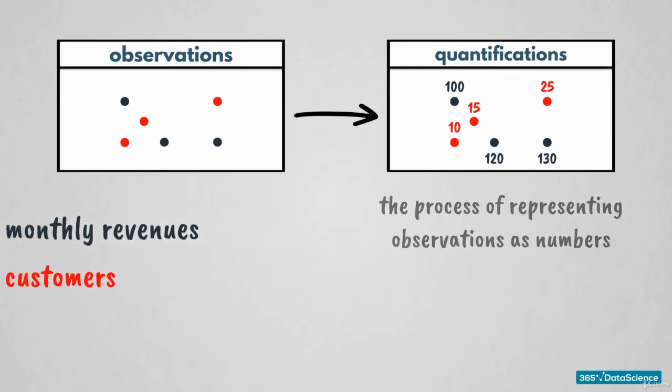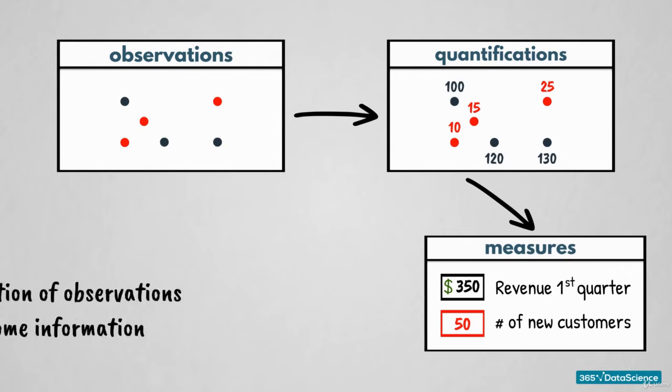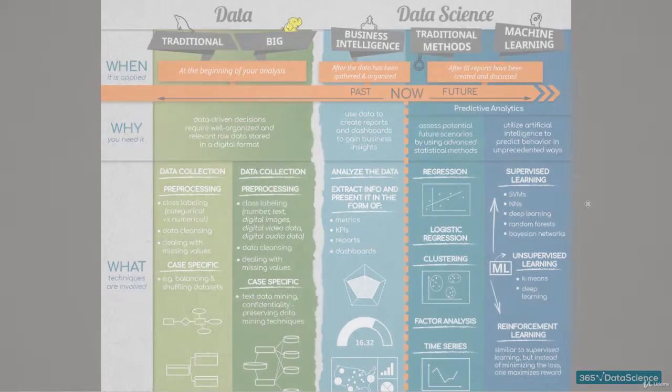Fantastic! Next, let's discuss measure. A measure is the accumulation of observations to show some information. For example, if you total the revenues of all 3 months to obtain the value of $350, that would be a measure of the revenue of the first quarter of that year. Similarly, add together the number of new customers for the same period, 50, and you have another measure. Great!